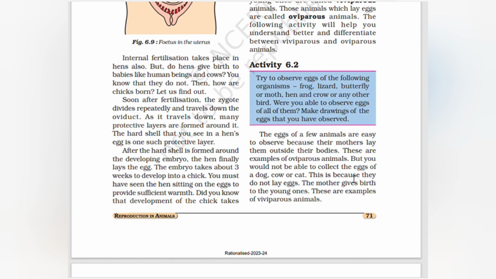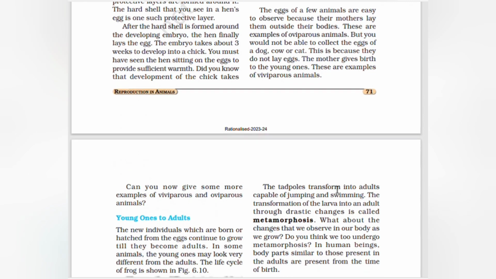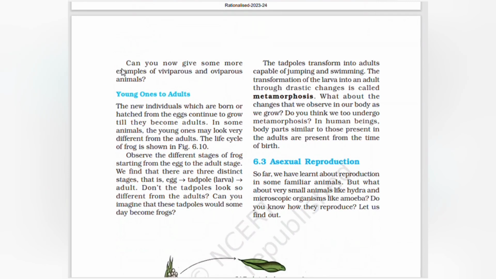But you will not be able to collect the eggs of a dog, cow, or a cat. This is because they do not lay eggs. A mother gives birth to the young ones. These are examples of viviparous animals. Can you now give some more examples of viviparous and oviparous animals?